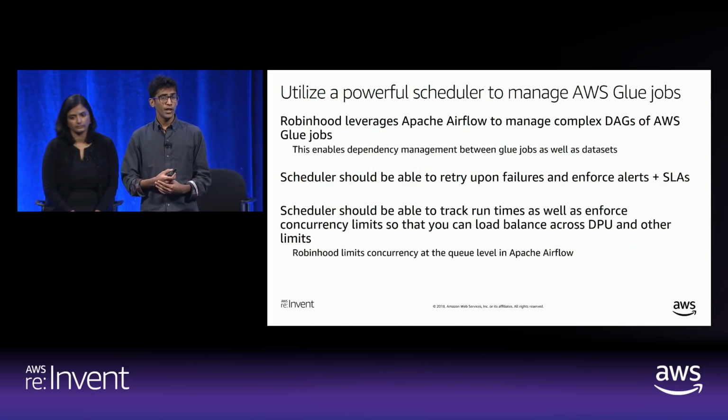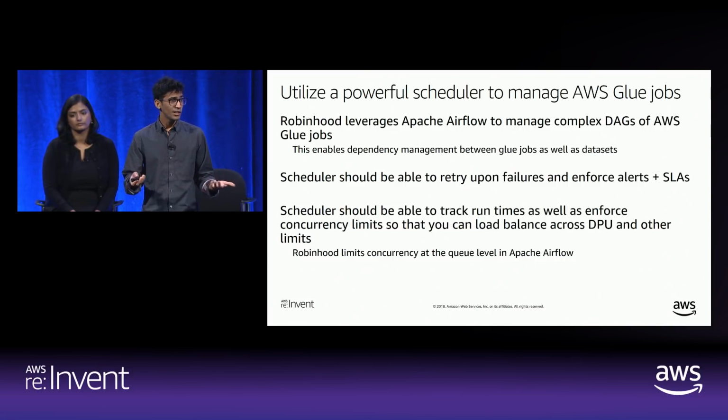At Robinhood, we use a very powerful scheduler to manage our AWS Glue jobs. We leverage Apache Airflow to manage complicated DAGs of different AWS Glue jobs. This is very powerful because we don't just use Glue to take a certain data set and make it available. We often have multiple data sets that build on top of each other. And managing these dependencies, making sure that they all plug in together, is very important. We were already using Airflow to manage other computation jobs and tasks that we had. So using a scheduler that works for your company, that plugs in already into the existing development environment that you have, is really, really important.